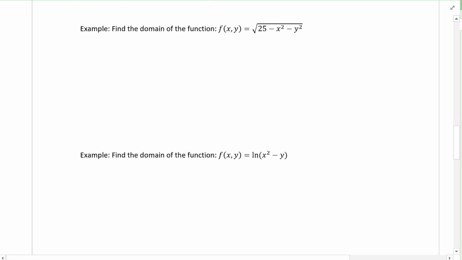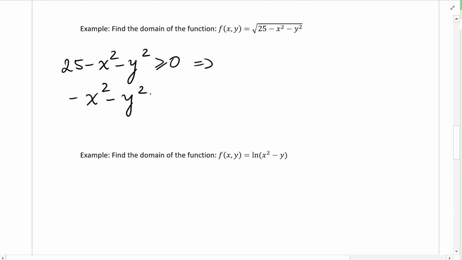Find the domain of the function f of x y equals square root of 25 minus x squared minus y squared. We know that the expression under the radical has to be greater than or equal to 0 so that we can calculate the square root in real numbers. So this gives us the inequality 25 minus x squared minus y squared greater than or equal to 0, which means negative x squared minus y squared greater than or equal to negative 25, which if we multiply by negative 1 gives us x squared plus y squared less than or equal to 25.